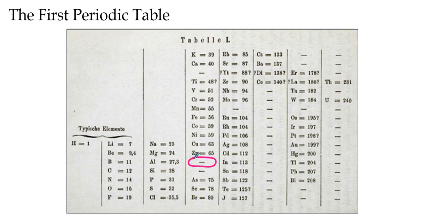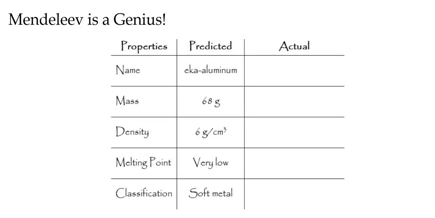All right, so we don't have anything that's right there. So this is boron, aluminum, and then this should be the element that has properties similar to aluminum. So he called this Eka aluminum. And he predicted, based on the properties of the other elements that were around it, that the mass of this would be 68 grams. The density would be around 6 grams per centimeter cubed. It would have a really low melting point, and that it would be a soft metal.